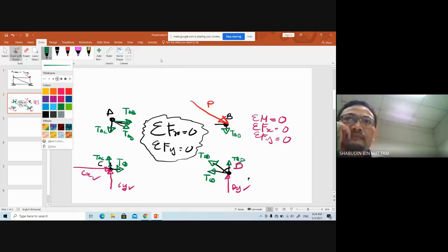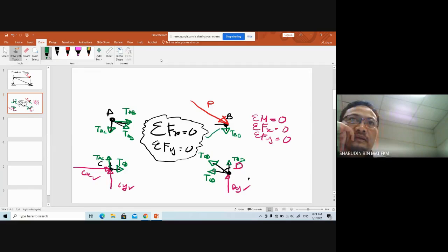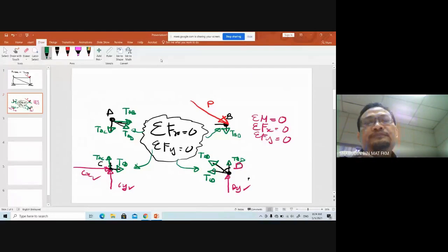For that point, and also that point. And then please do the analysis at the point where you have the unknown is only 2. Find a point or a joint where the unknown is 2. In this case, get this one. This is TAB also.